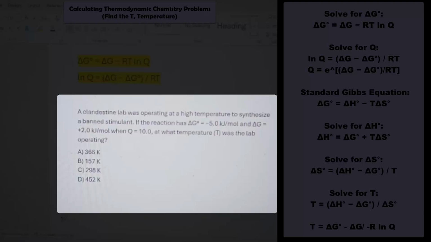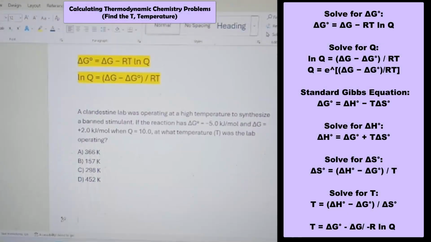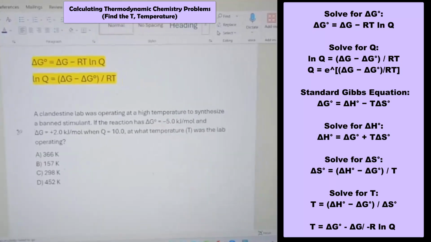It says a clandestine lab was operating at a high temperature to synthesize a banned stimulant. If the reaction has delta G standard, that's what that little zero right there means, that means standard. If the standard delta G is negative 5.0 kilojoules per mole and delta G is positive 2.0 kilojoules per mole, when Q equals 10.0, what temperature was the lab operating?